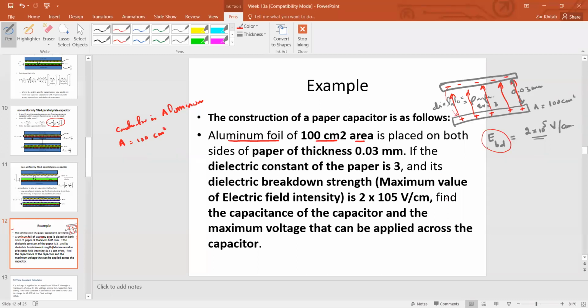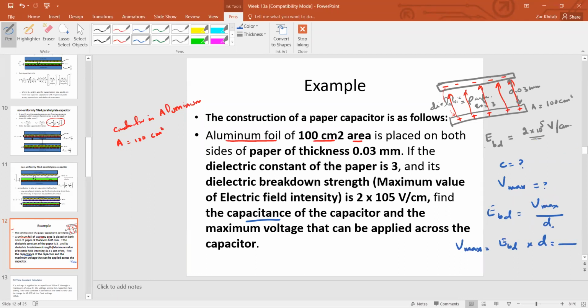Okay, so you need to avoid the electric breakdown. So find the capacitance. You need to calculate C, the capacitance of the capacitor, and the maximum voltage that can be applied across the capacitor. And V max we need to find so that we avoid the breakdown, right? Okay, so E_BD is V max divided by d. So V max is E_BD multiplied by d.